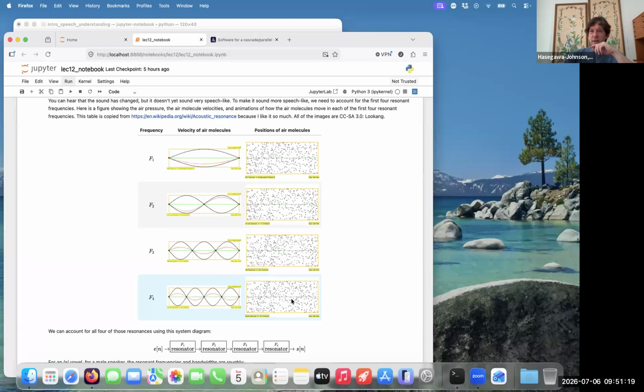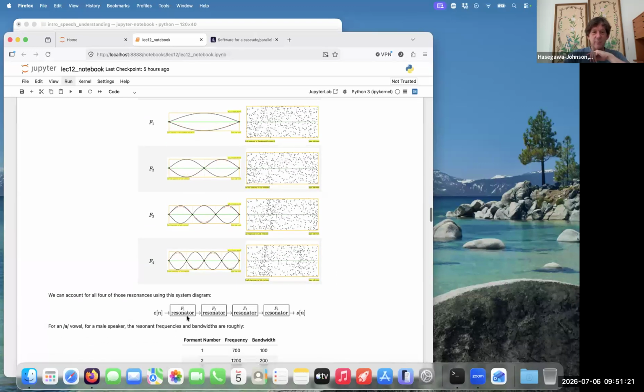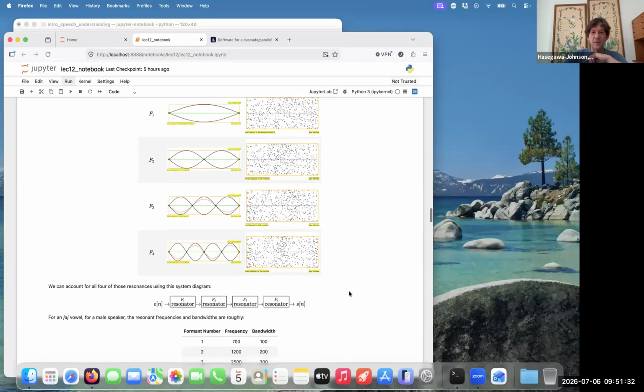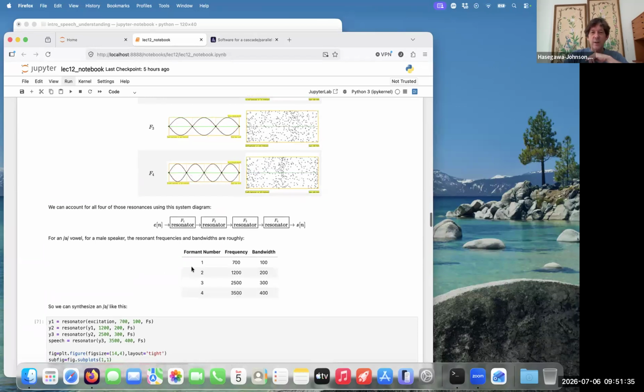Each of these is just a spring mass system. And so for each of these, we can model it using a second order resonator. The first resonator will be F1, the second resonator will be F2, the third will be F3, and the fourth will be F4. For the vowel ah, for a male speaker, those formants and bandwidths are something like 700, 1200, 2500, and 3500 hertz, and the bandwidths are something like 100, 200, 300, and 400. The bandwidths don't have to be exactly right. They can be off by plus or minus 20 hertz. It doesn't really matter that much. So we'll just make them multiples of 100.